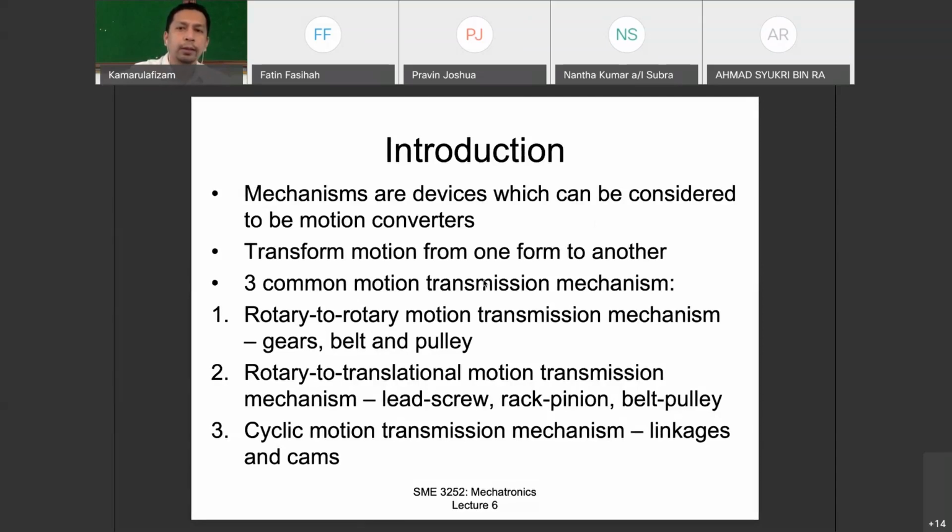Yang paling common sekali adalah 3 jenis. Ini rotary to rotary motion. Contoh gear, belt dan juga pulley. Okay. There are rotary to translational, contohnya lead screw, rack and pinion, belt and pulley. And then number 3 we have cyclic motion.